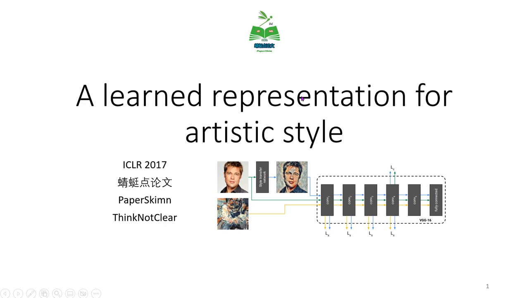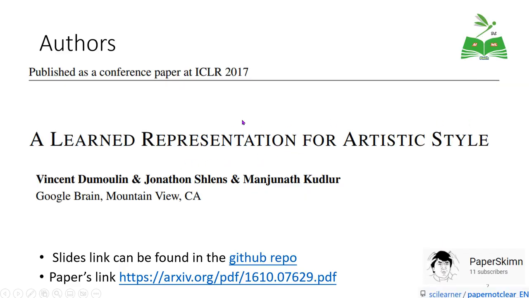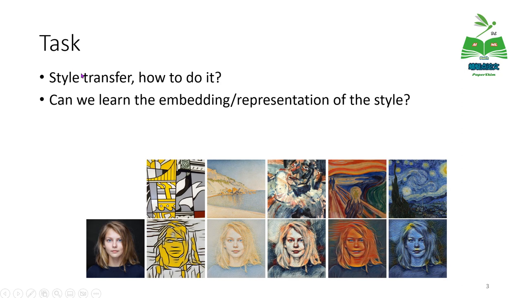This paper, A Learned Representation for Artistic Style, was published in ICLR 2017. The authors are from Google Brain. About the task, style transfer: given a content image and a target style, we want to generate or transfer the image to the given style.